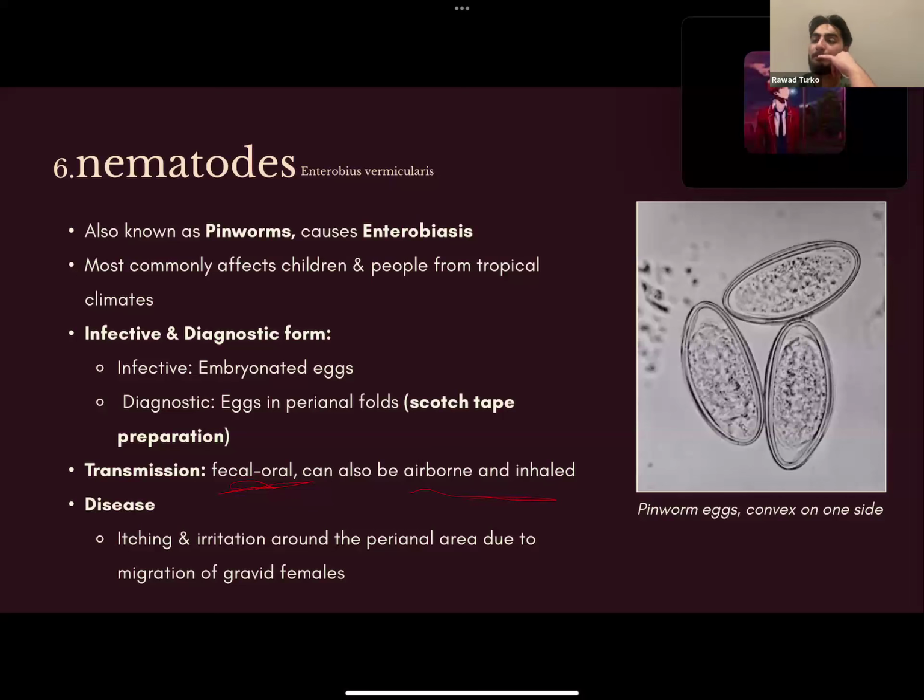Okay, remember that. And what's the disease that causes pruritus, which is itching, and irritation around the perianal area due to migration of gravid females? So, can you tell me what gravid means?